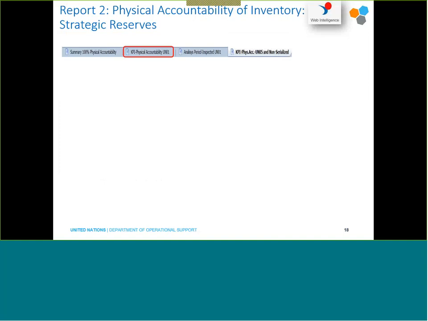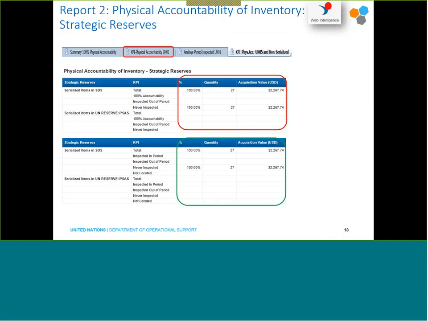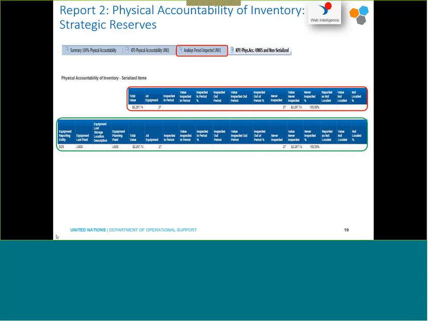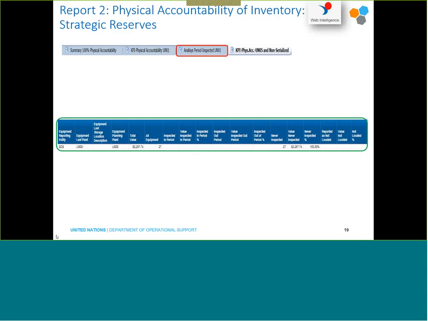Oops, sorry, I went too quick through that one. In each one of them. So we see here now for the second tab, KPI physical accountability only for the UN 01, the strategic reserves, and also the quantity and acquisition value. If we move on to our next tab, the same thing happens now for the analysis period inspected UN 01, and also the information related to those equipments that were never inspected, and the percentage of it, also the value.